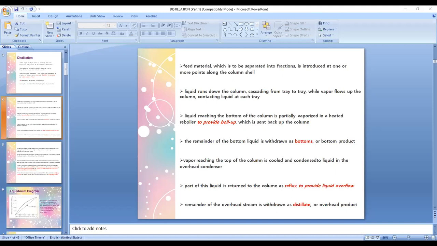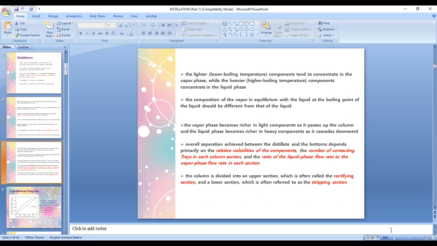The remainder of the bottom liquid is withdrawn as the bottoms or bottom product. These are fundamental in distillation and they should be understood even before you try solving problems. So vapor reaching the top of the column is cooled and condensed to liquid in the overhead condenser. Part of the liquid is returned to the column as reflux to provide liquid overflow. Reflux is the one responsible for enhancing, increasing the purity of the distillate. The remainder of the overhead stream is withdrawn as distillate or overhead product.